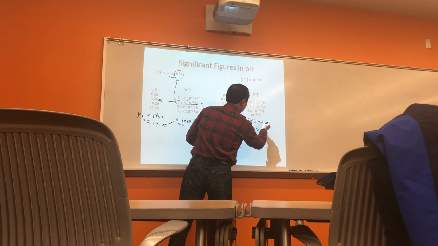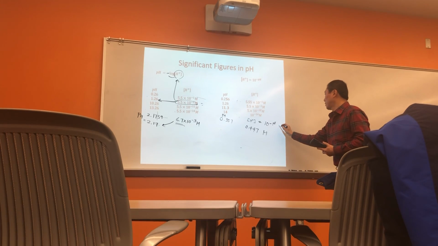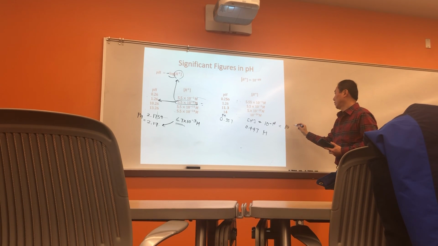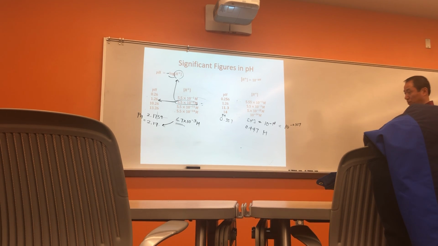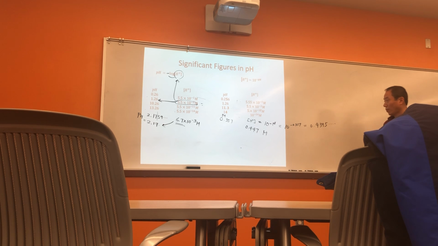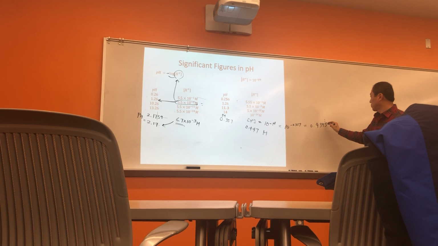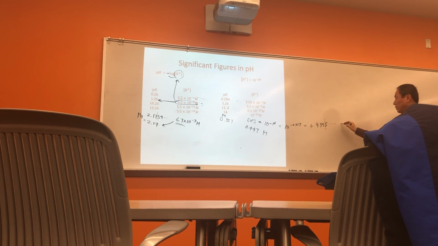Does anyone have a different answer? So hydrogen concentration is 10 to the negative pH. So if pH is that, 10 to the negative 0.357, then I'm going to get 0.4395. pH has 3 sig figs, so my answer will have 3 sig figs, 0.440 molar. Does anyone have the same number?